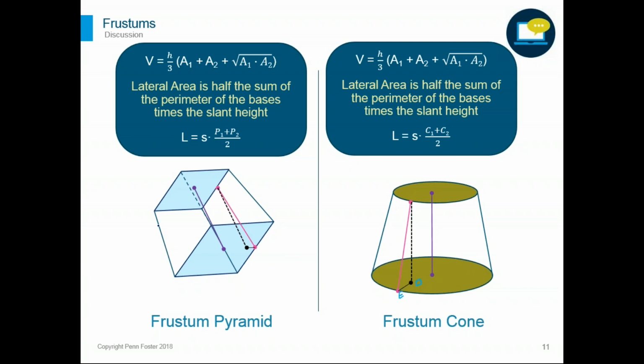We need the slant height. We know the slant height, the pink line would represent the slant height. Also, we know the heights. It will be perpendicular to the bases in both cases here. And also there is another dimension that the unit gives you, and we will need whenever we are calculating the volume or lateral area for frustums.